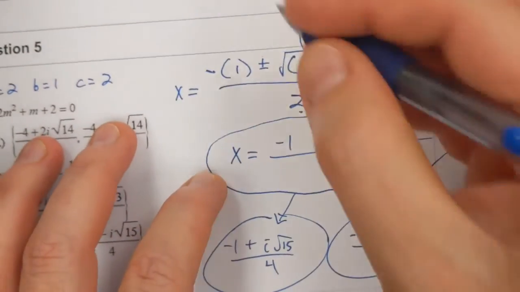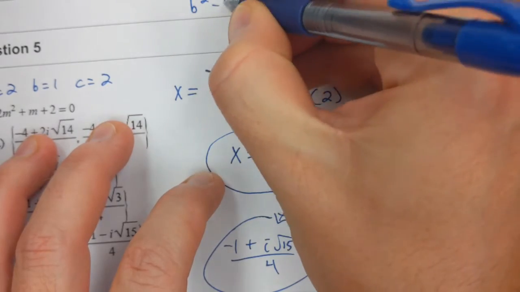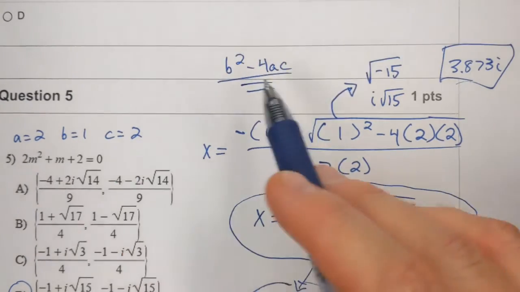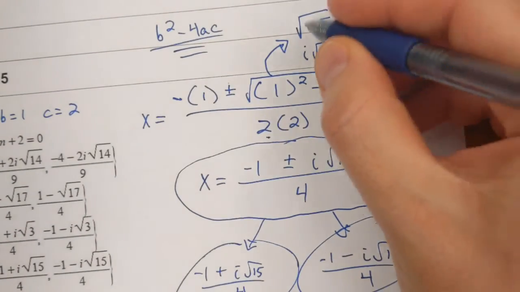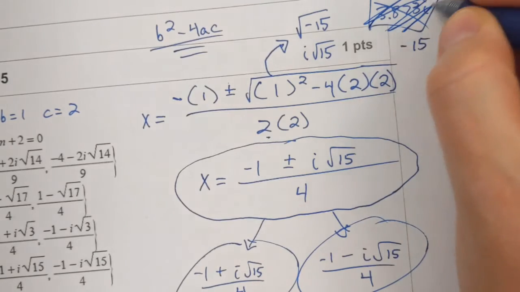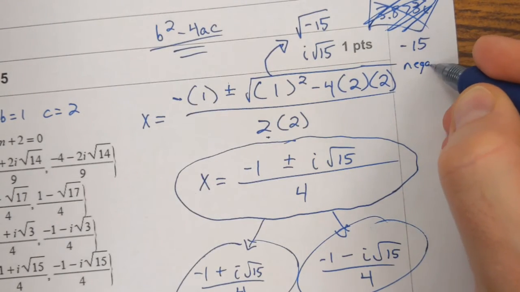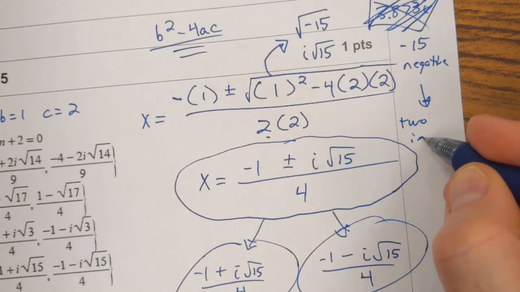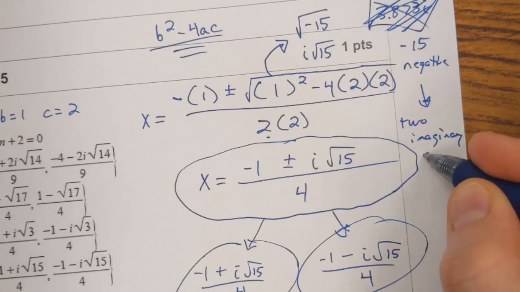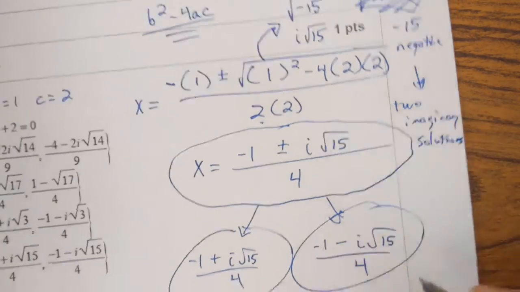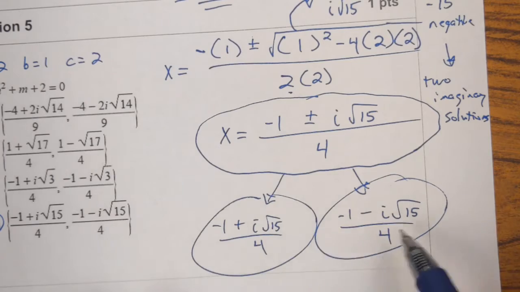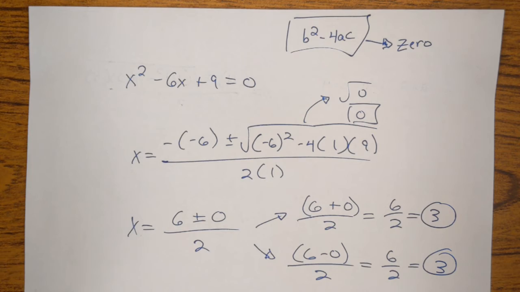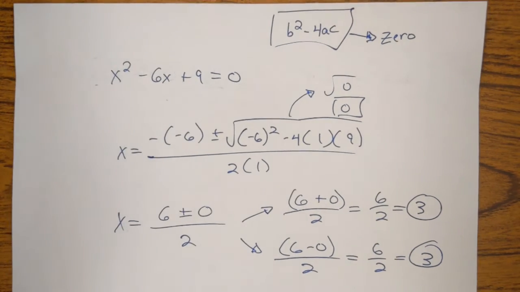Now, big takeaway from this. We talked earlier about your discriminant, b squared minus 4ac. It's called the discriminant of your quadratic equation. If your discriminant is negative, like negative 15, you will always get 2 imaginary solutions. That will happen every time, where not only will one of these be imaginary, but actually both of them will.